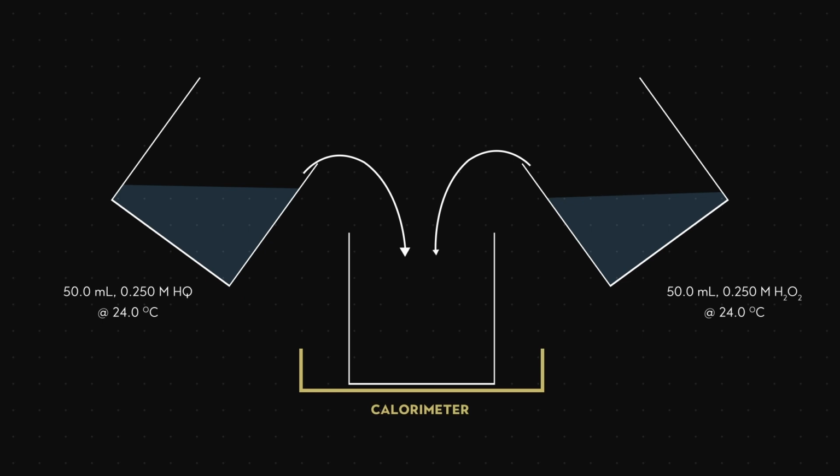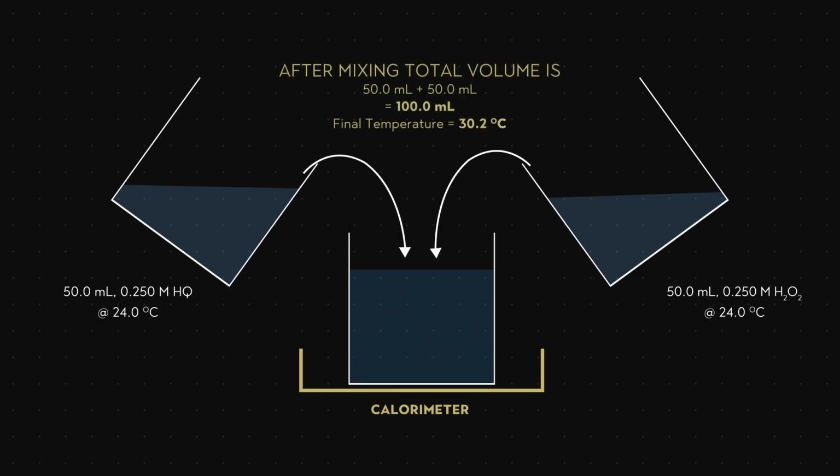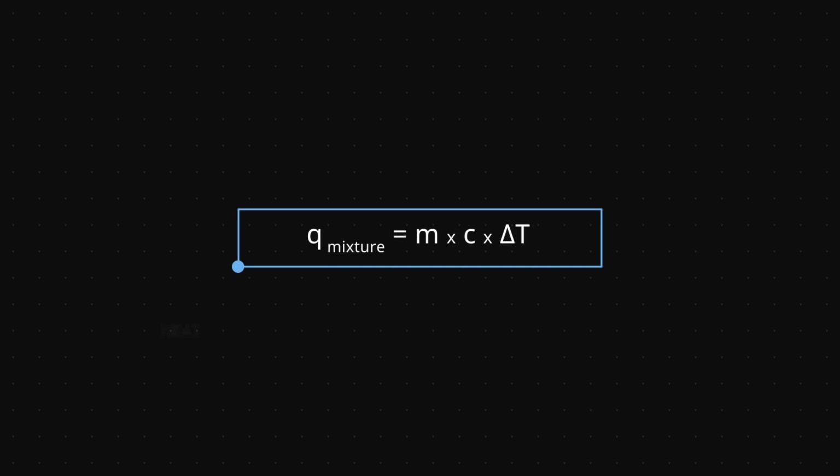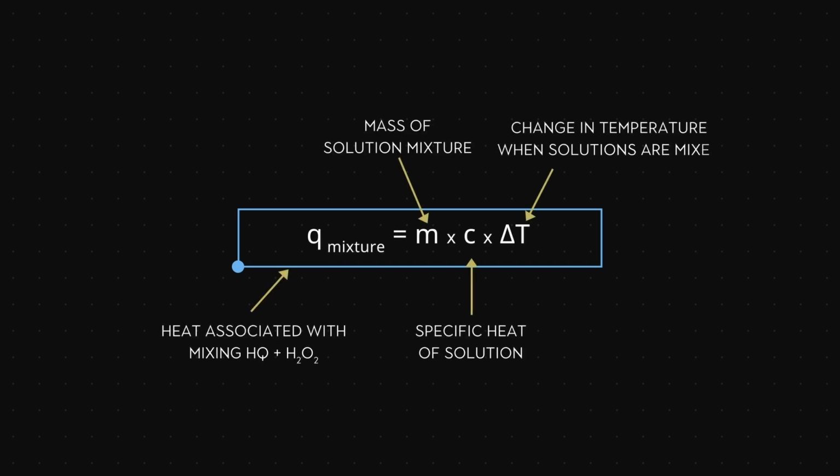We find that the temperature of the solution increases, reaching a high of 30.2 degrees Celsius. This reaction gives off energy, which is absorbed by the surroundings, causing their temperature to increase. The energy absorbed by the solution mixture can be calculated using the equation Q = m C ΔT. We have 50.0 milliliters plus 50.0 milliliters, which equals 100 milliliters of solution.